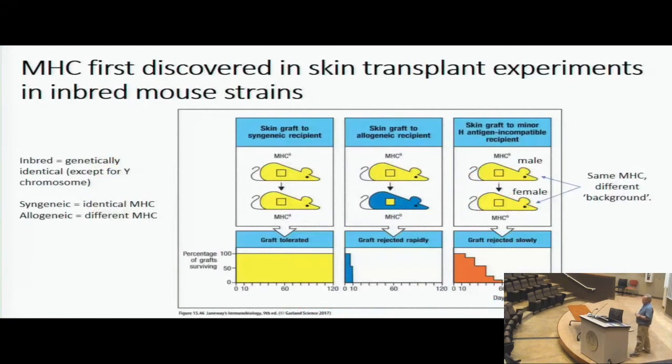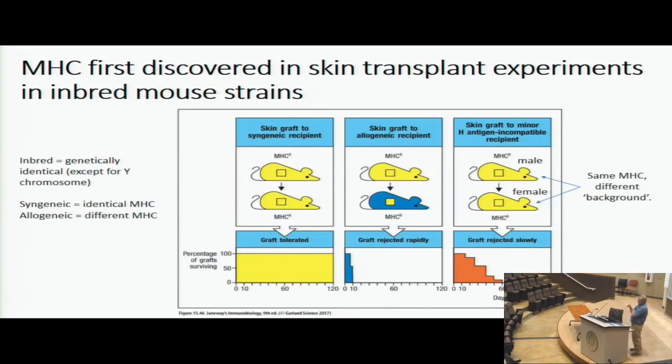It was first discovered using skin transplants. In mice, you can generate genetically identical strains. If you do lots of crossbreeding, you can wind up with strains that are histocompatible, which means that if you take a skin transplant from one, we'll call it MHCA, and transplant it into another animal that's MHCA, that skin graft survives. It's considered syngeneic. So if they have identical MHCs, those grafts will be tolerated. If you take a graft from one strain of mouse and put it into another strain of mouse that has different MHC alleles, it doesn't survive. It's very quickly rejected by the recipient.